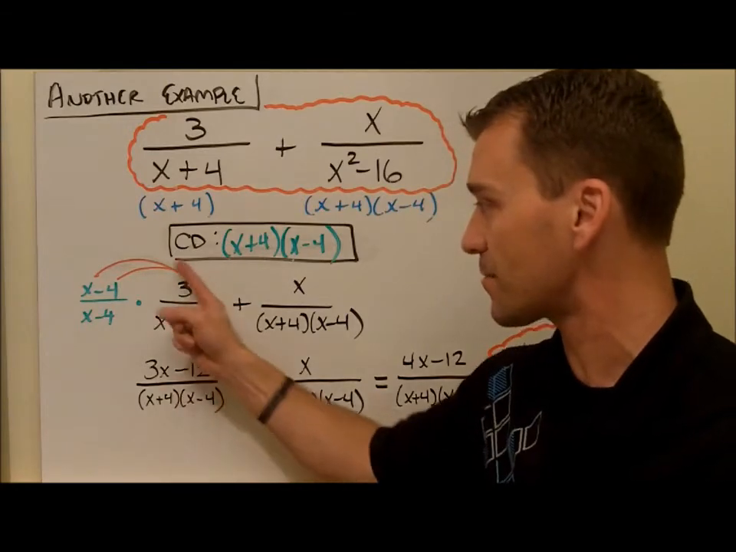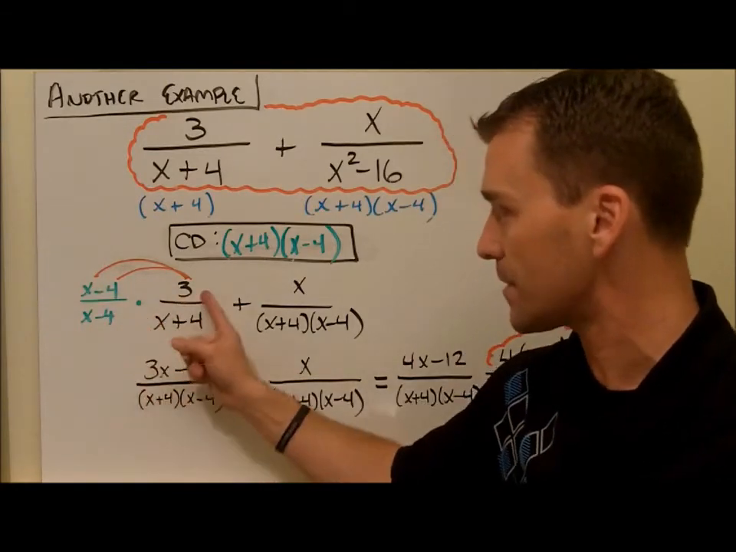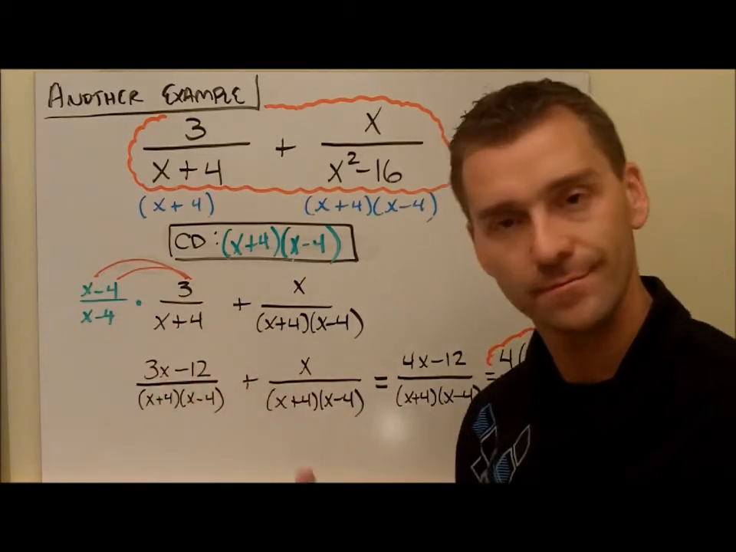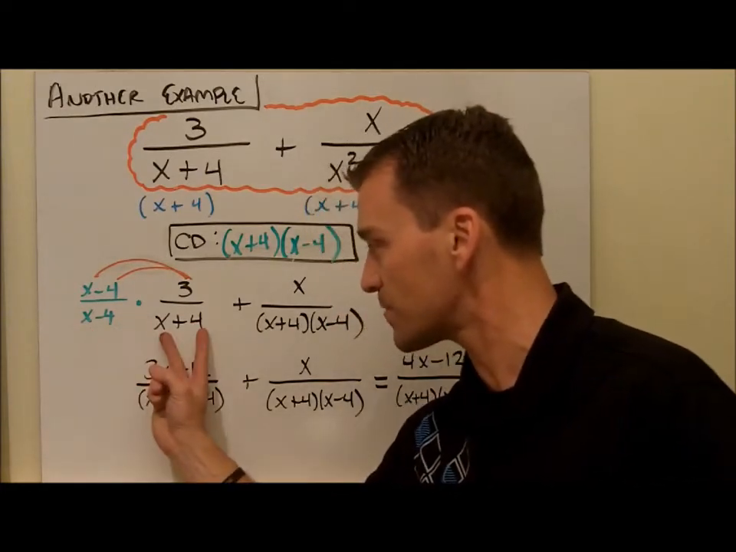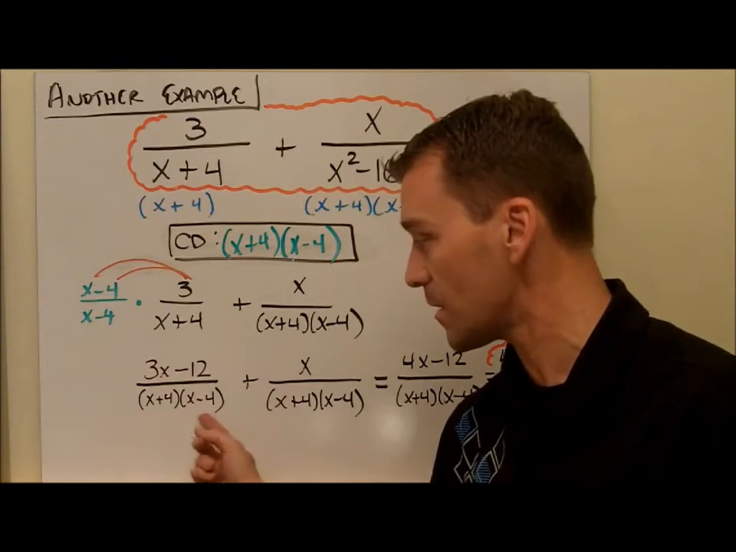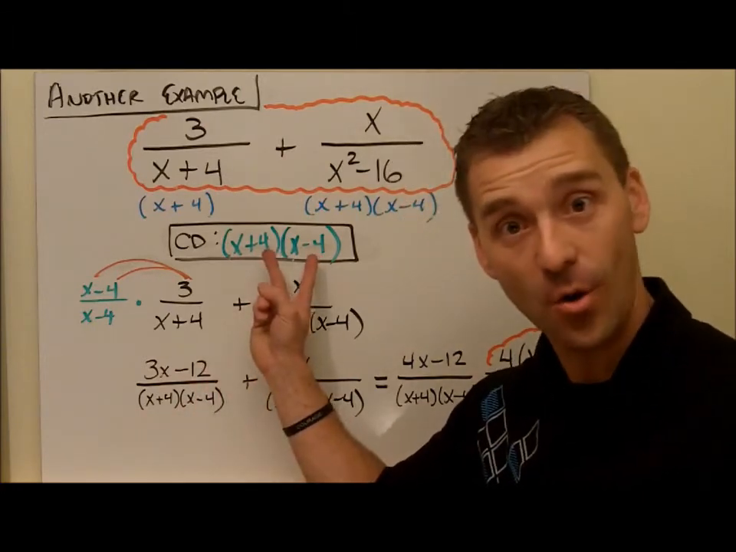So you take the 3 times the x, you get 3x. 3 times the negative 4, you get negative 12. Wonderful. Now if you notice, x minus 4 times x plus 4 gives you exactly this, which is your common denominator. Sweet.